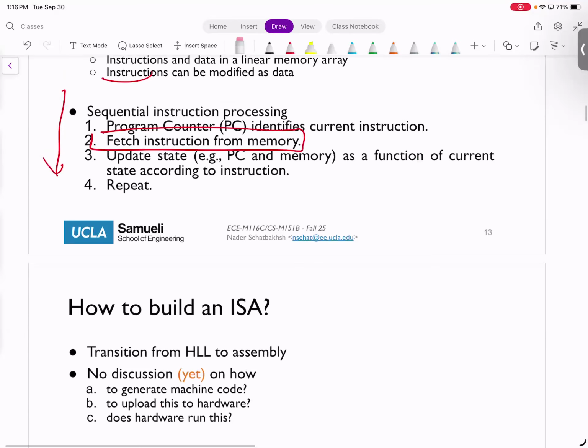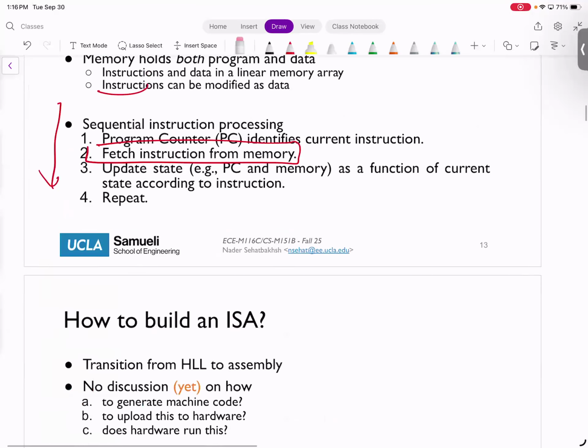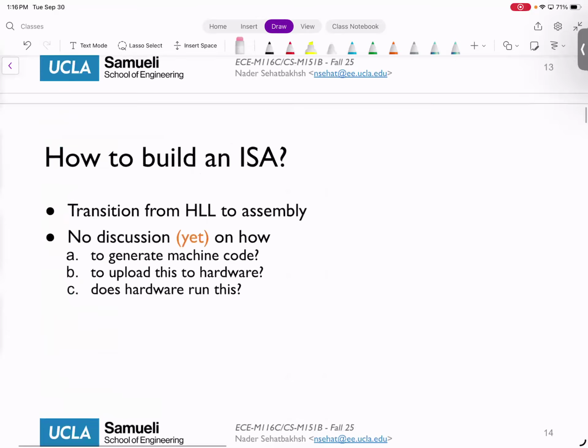Okay? So now that we understand this is the setup, let's see how we actually build an ISA. So if you remember last, you got a question? Yeah.